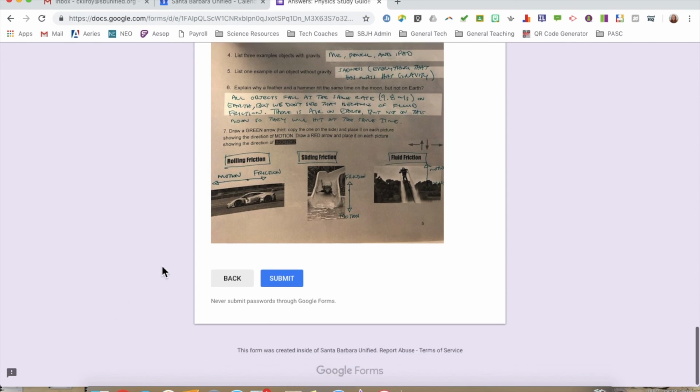Looking at the net force diagram of these examples, we've got an object going one way and friction acting against it. Friction always opposes the direction of the motion. That is it.